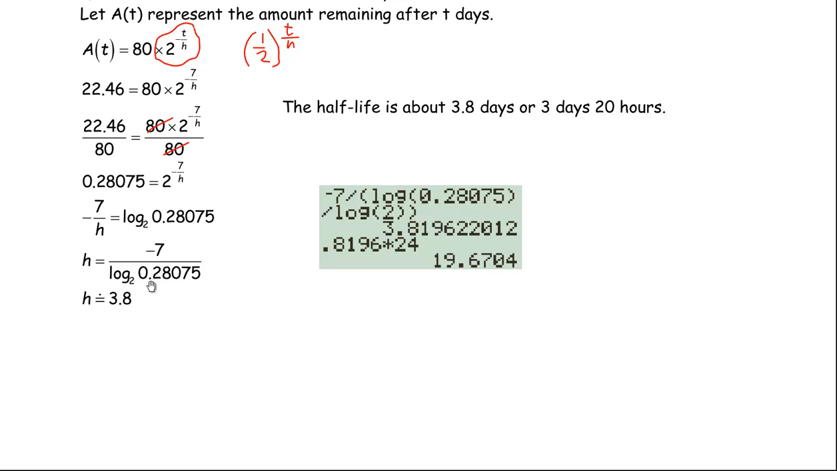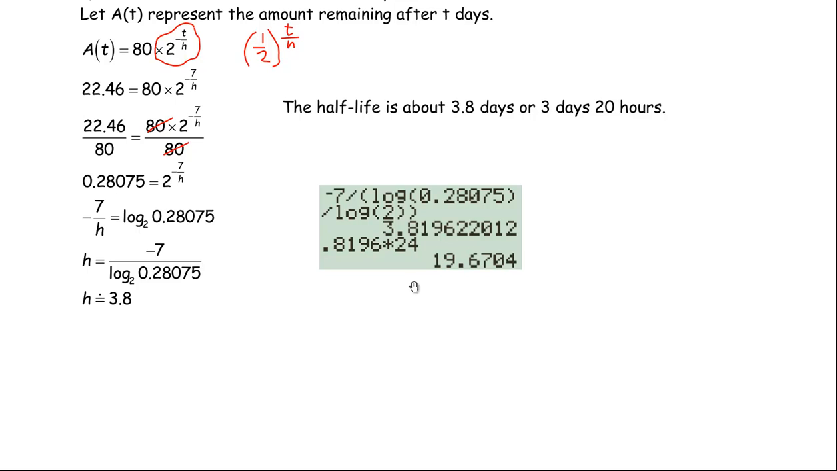So my calculator only does base 10, and I want base 2 though. So I would take the log of this 0.28075 and divide it by the log of 2. Notice my nested brackets here, because I have to evaluate this whole thing before I divide in -7. That's why there's two sets of brackets there. So it gives me 3.8 days.